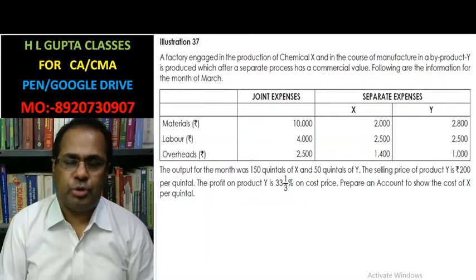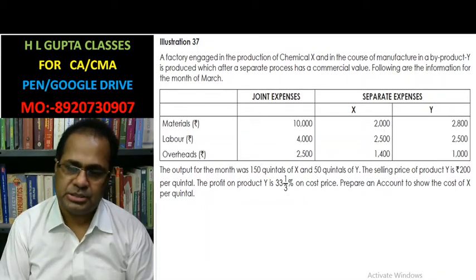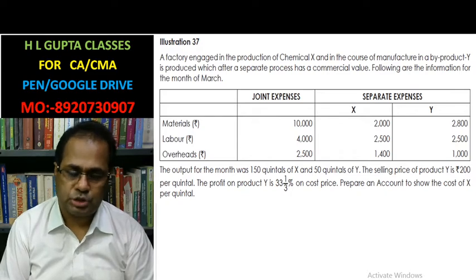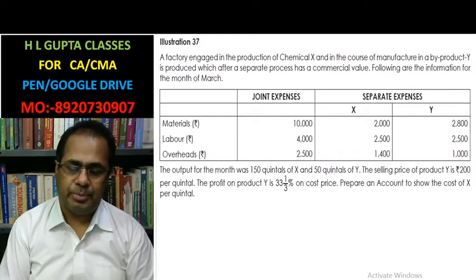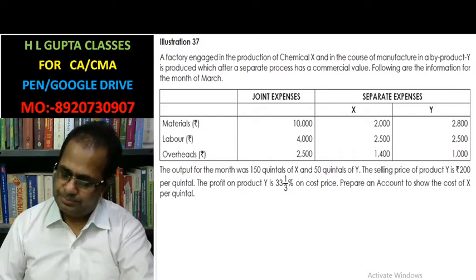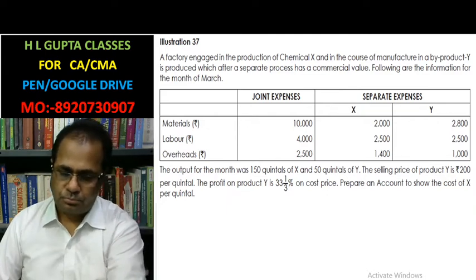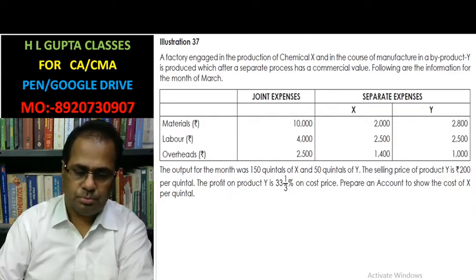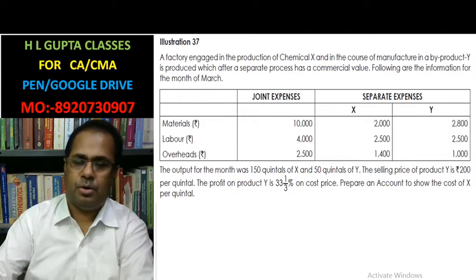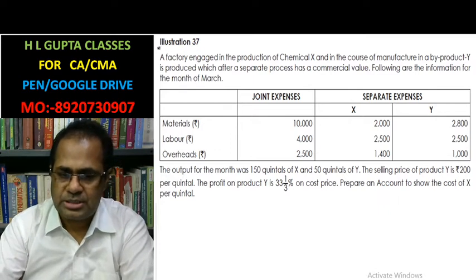Hello friends, I am going to start illustration number 37 of CMA Inter first group, joint and byproduct. Please read the question here. This is the question, illustration number 37.